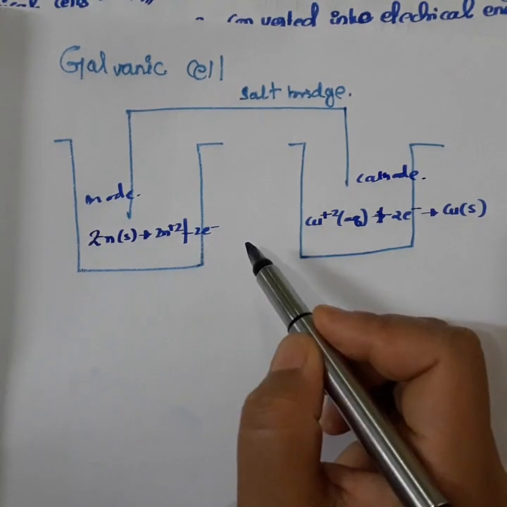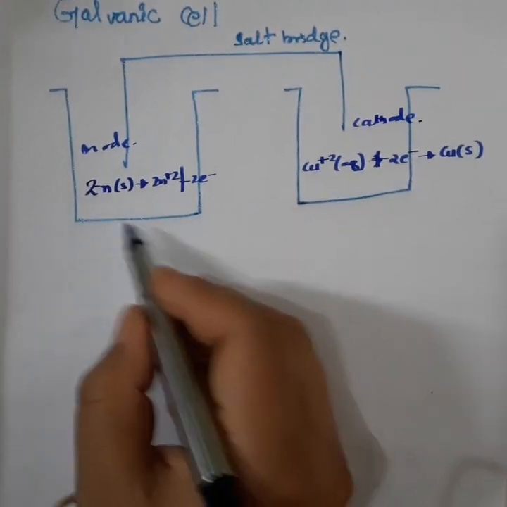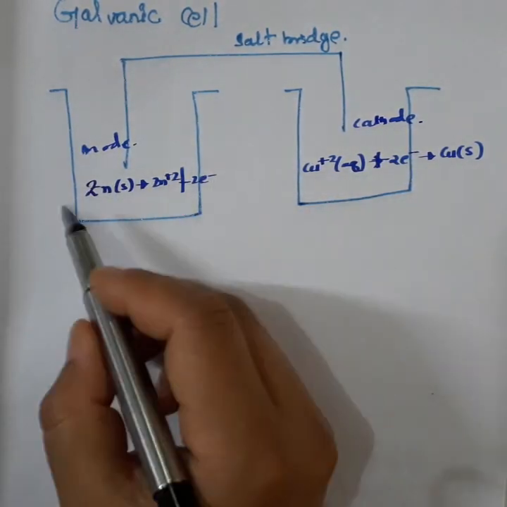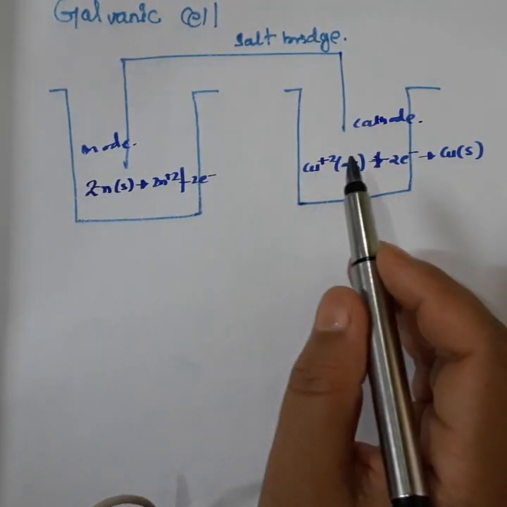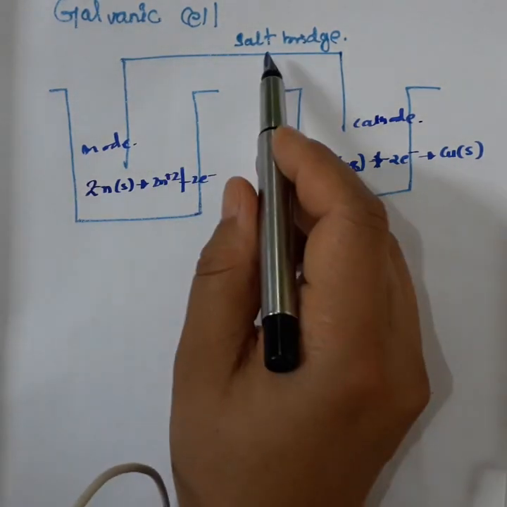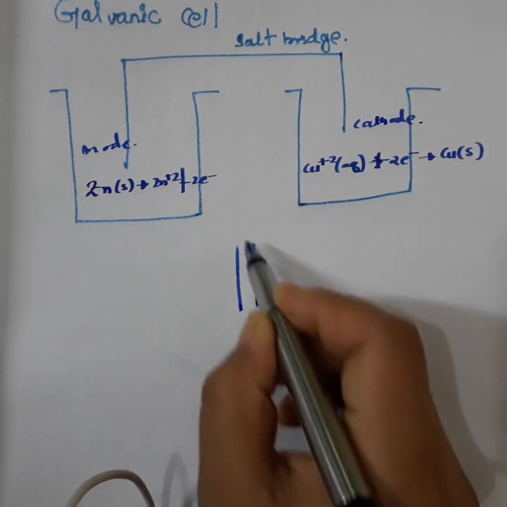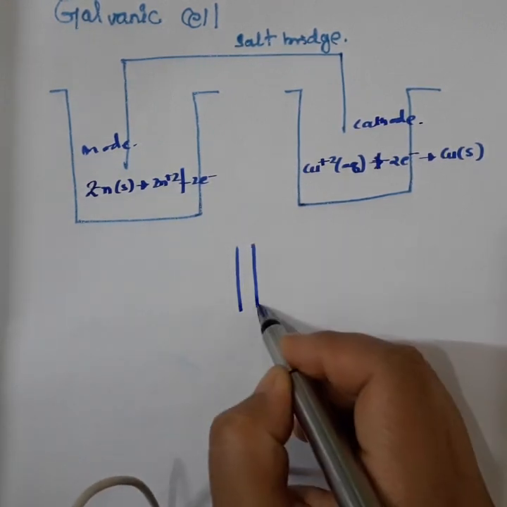Now the same thing, how can we represent it simply? The anode is kept every time on the left side and the cathode on the right side, and the two are connected by a salt bridge. Now this salt bridge will be denoted by a double dash, hyphen, slash.